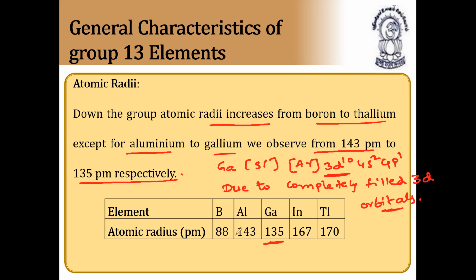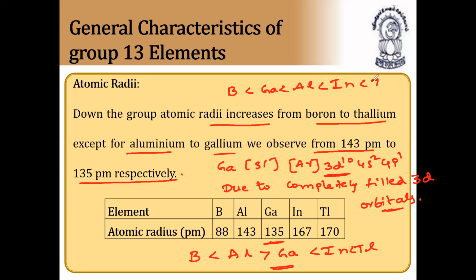Very, very important point. The atomic radius order is boron less than aluminium, aluminium greater than gallium, gallium less than indium, less than thallium. Or simply, you can write: boron less than gallium, gallium less than aluminium, aluminium less than indium, indium less than thallium. So these are the general trends of atomic radius among group 13 elements.